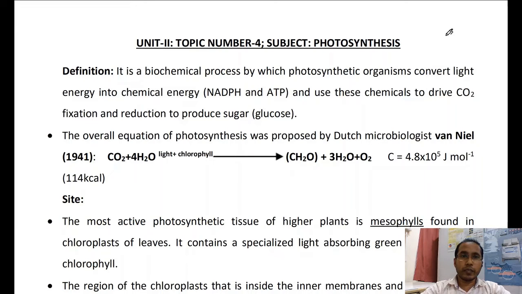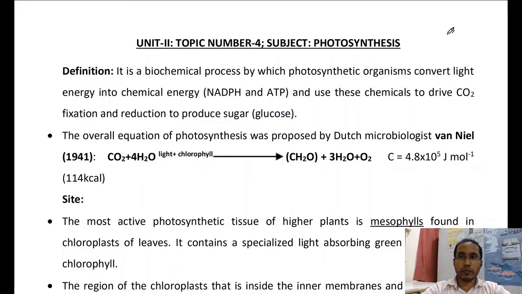And today, students, I think this chapter is very important. This is Unit II, topic number 4. The subject is photosynthesis. This particular topic has been divided into two main sections: light reaction and dark reaction. I will discuss everything related to phosphorylation under light reaction, and the other one is dark reaction, which is also divided into C3 and C4 cycles.